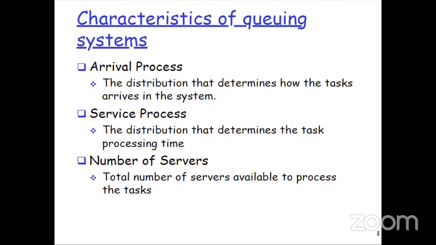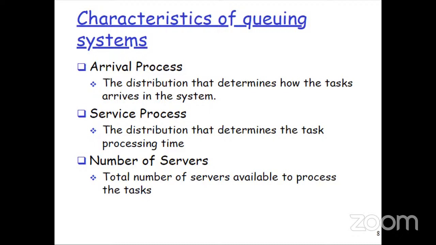Then the characteristics of queuing systems. When you are applying a queuing system, you must have all these things. One, arrival process. That is the distribution that determines how the task arrives in the system. When you click a button, then only it is accepted. If that acceptance is done, means what? You are in the queue. You are in the process of the queuing system.